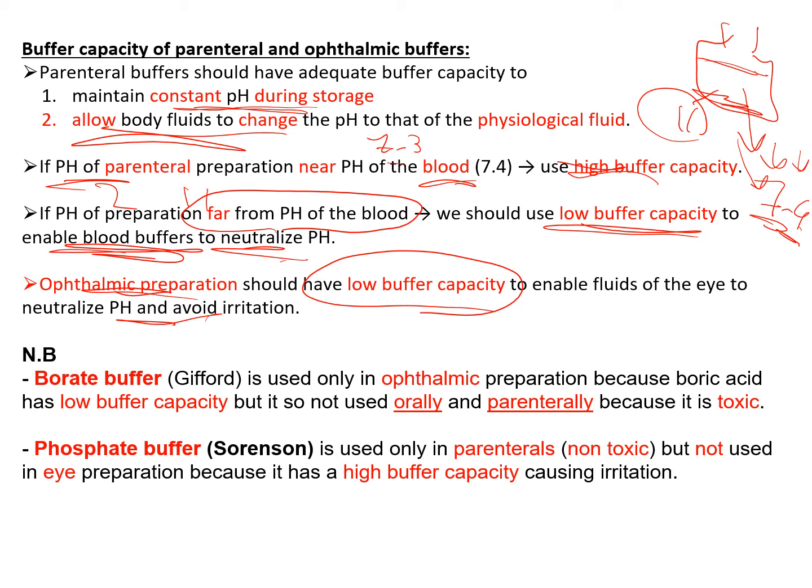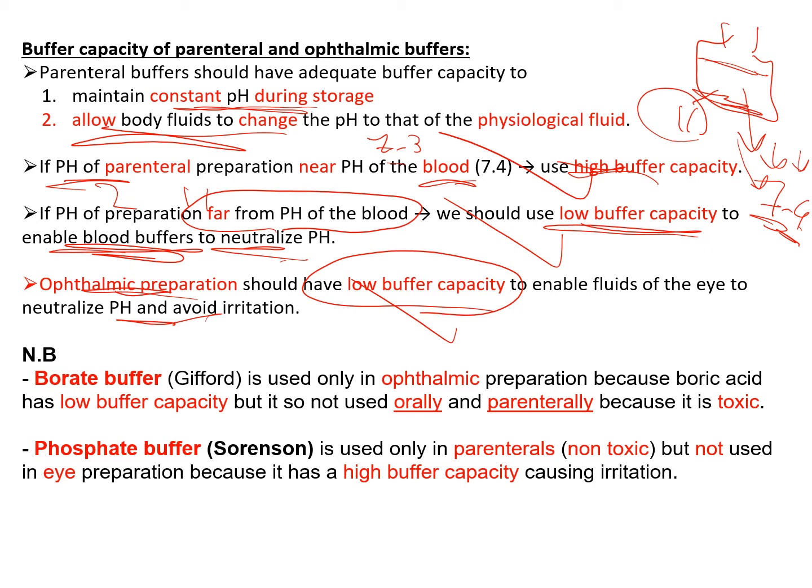So again, to summarize, if you have a parenteral injection, you have two choices. You may use high buffer capacity if the pH of the injection is near or close to the pH of the blood. You should use low buffer capacity if the pH of the injection is far from the pH of the blood. The third option, in case of ophthalmic preparation or eye drops, you have to use low buffer capacity regardless of the pH of the preparation, because if you use high buffer capacity, it will lead to irritation.